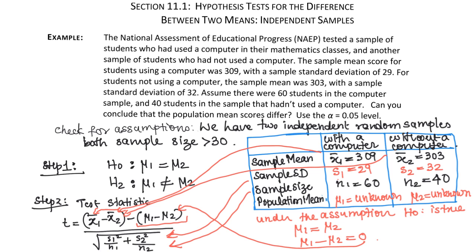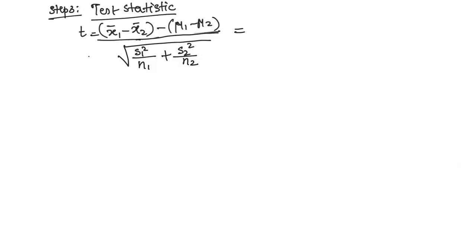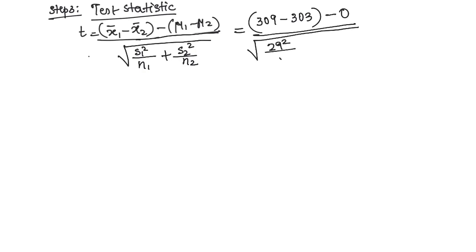I'm going to move to the next page and substitute those values. X1 bar is 309 minus 303 minus 0, over the square root of 29 squared divided by 60, plus 32 squared divided by 40. Enter all these into the calculator and round to 4 decimal places. So 0.9533. This is the test statistic.